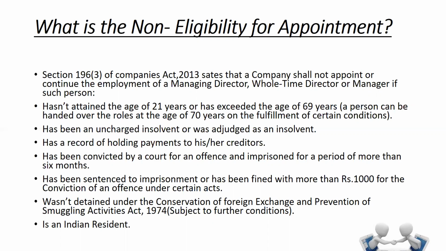Next, any person who has been an undischarged insolvent or was adjudged as an insolvent, even then they are not eligible to be appointed. Next, a person who has a record of suspending payments to his or her creditors. Any person who has been convicted by a court for an offense or imprisonment for a period of more than 6 months is also not eligible. Next, any person who has been sentenced to imprisonment or has been fined for more than rupees 1,000 for any kind of conviction of an offense under any act. Even they are not eligible for appointment.